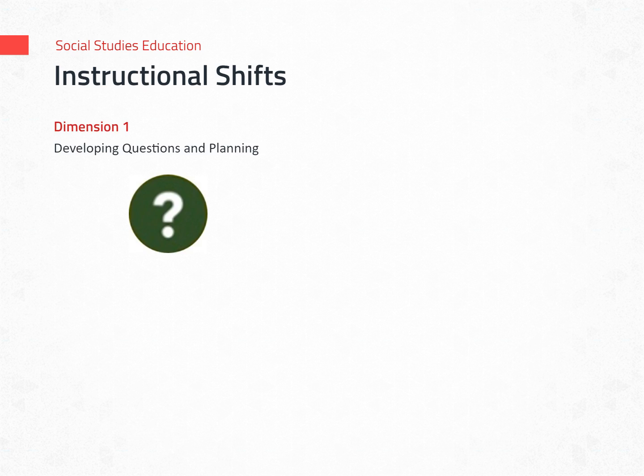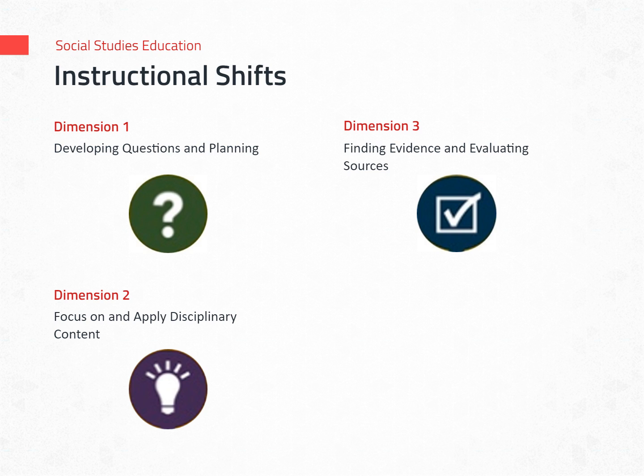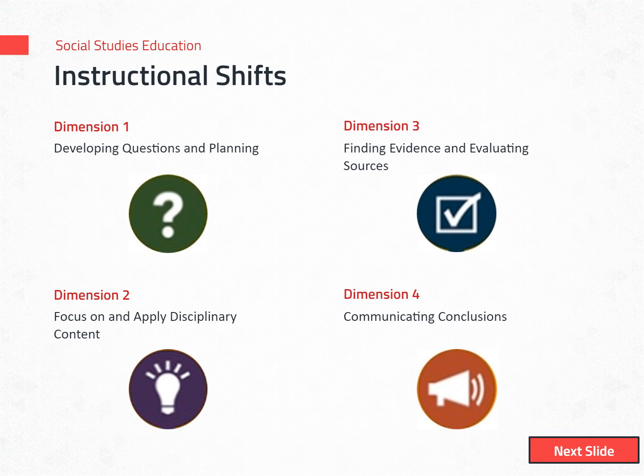The instructional shifts that align with the 2019 Nebraska Social Studies Standards update were developed from the C3 framework and rooted in inquiry-based learning. The instructional shifts are: 1. Developing questions and planning, 2. Focus on and applying disciplinary content, 3. Finding evidence and evaluating sources, and 4. Communicating conclusions.